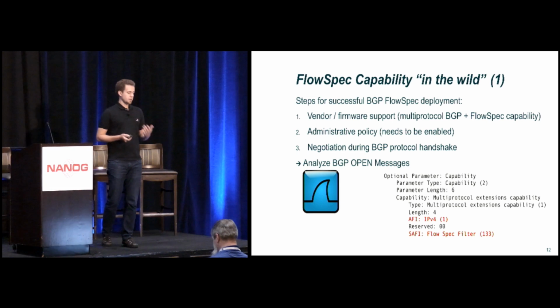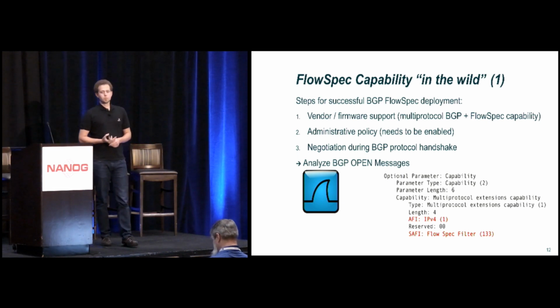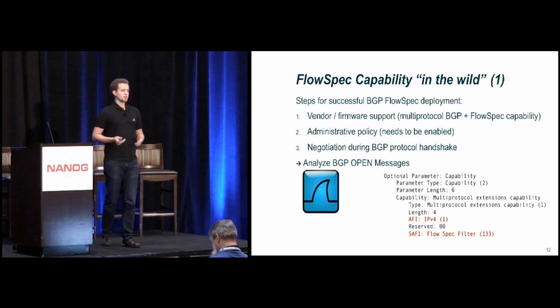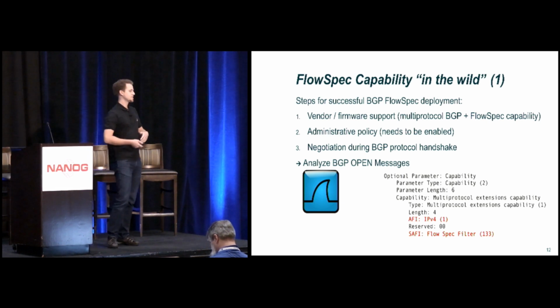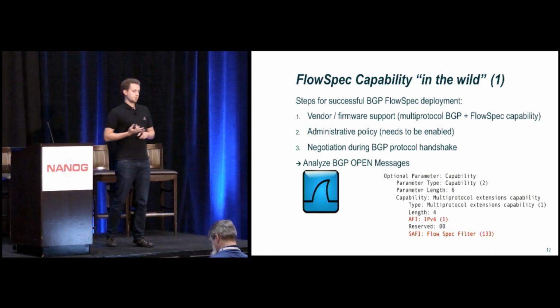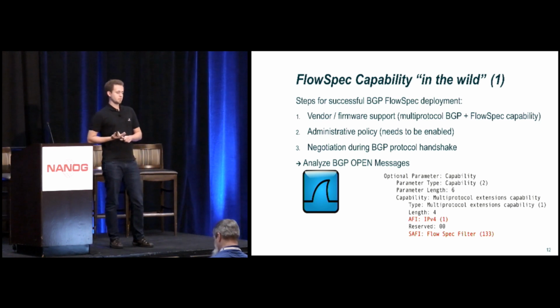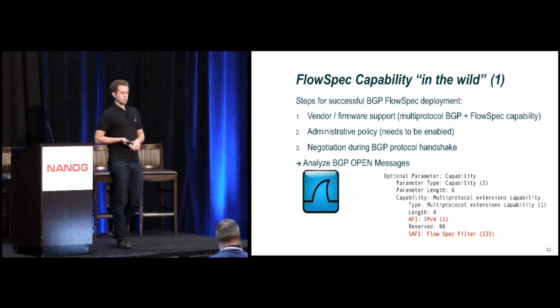Okay, now that we gathered some data, we were just going out there and looking. Maybe somebody turned on Flowspec by accident, or maybe it's somewhere on by default. We're just looking. There's 3 steps. You have to have firmware support, namely multi-protocol BGP and the Flowspec capability. You need to have it enabled, and you need to negotiate it during the protocol handshake.